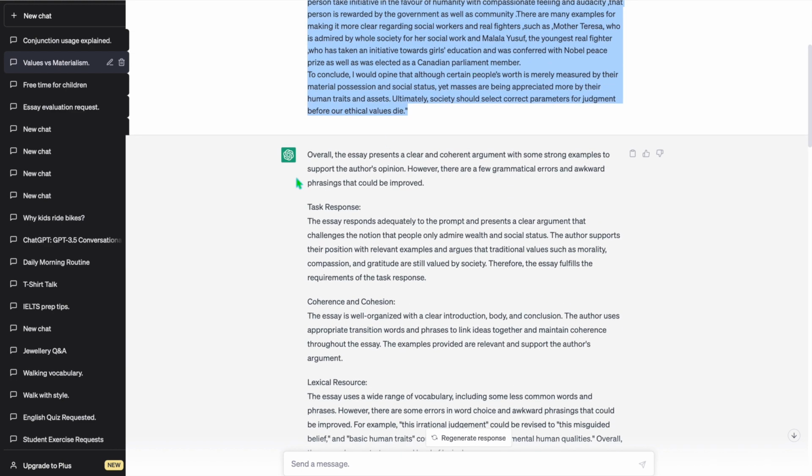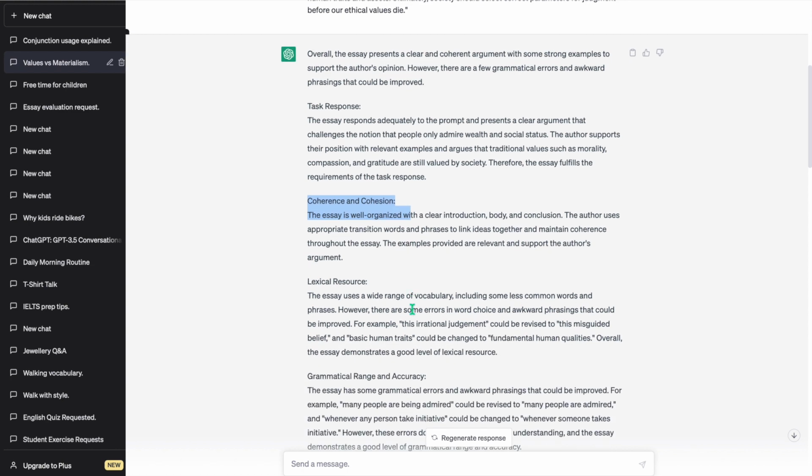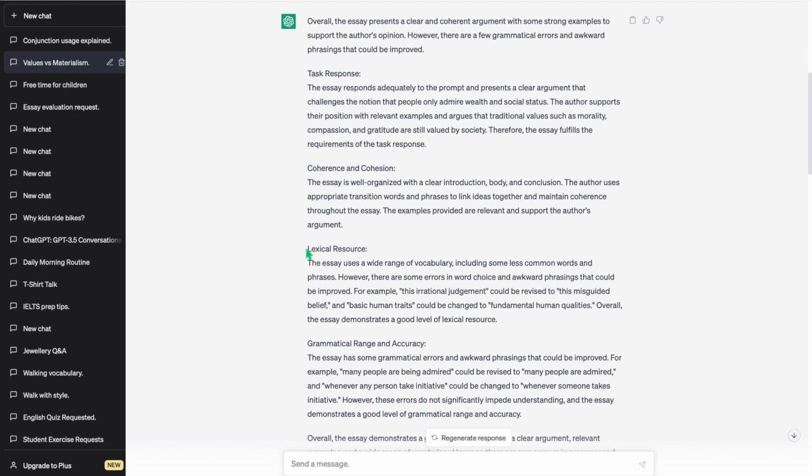Here ChatGPT has given us quite a good response. See, overall the essay presents a clear and coherent argument with some strong examples to support the author's opinion, okay? And here you can see task response, coherence and cohesion, right? Lexical resources, grammatical range and accuracy. We know that these are the 4 criteria that examiners use while assessing your IELTS writing, right?